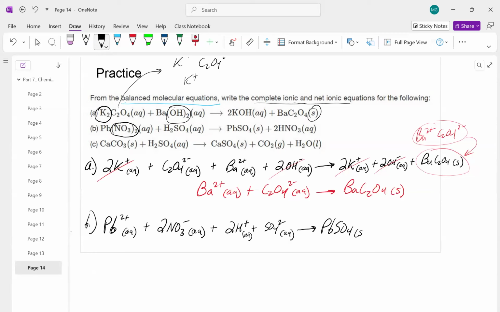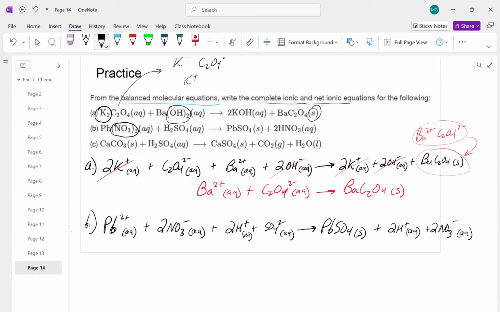Then the lead sulfate here will be our precipitate. I'm not going to break it up because it says solid. And then I'll break up the HNO3. So two H plus here, and two nitrates here. And there is my complete ionic equation.